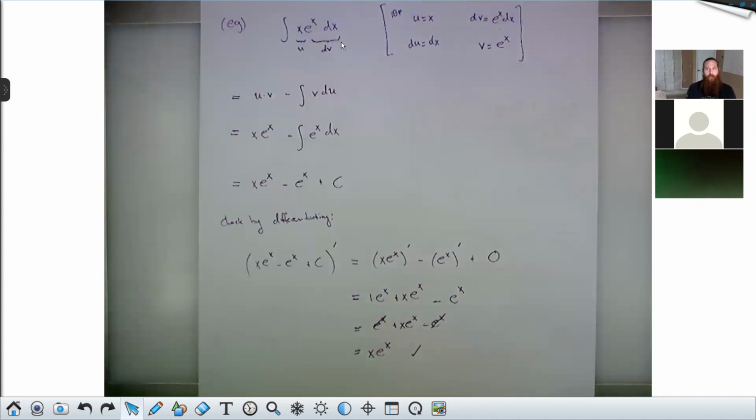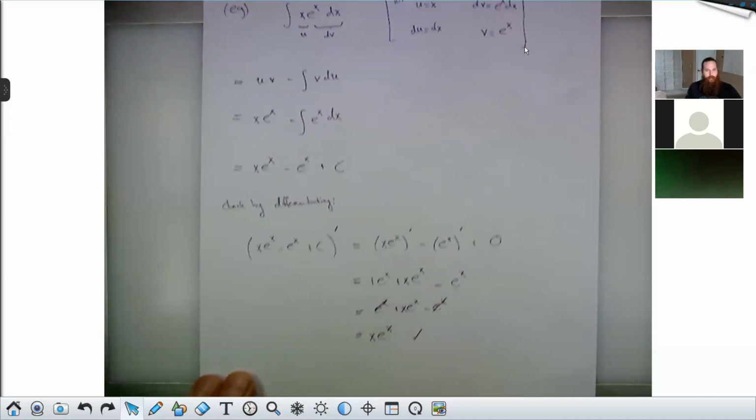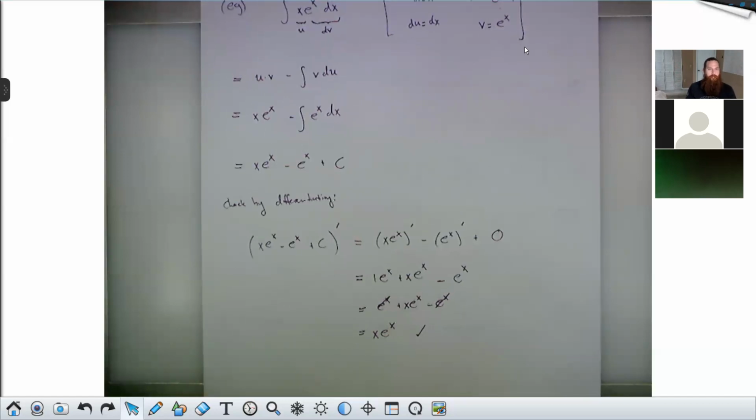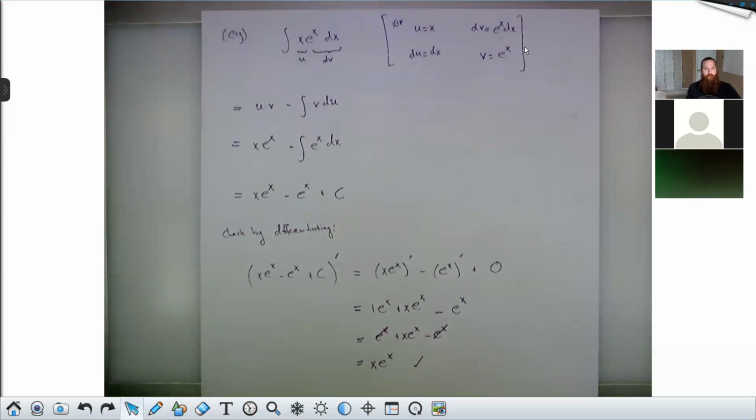And every integration by parts problem you do, you will have to make a choice like that. If you make that choice poorly, then the problem will not go well. The integral you get here might be worse than the integral you started with. But if you make that choice wisely, and I will give you a rule for how to make that choice wisely, then it will go well. And you can always check your work by differentiating. Questions on this example?